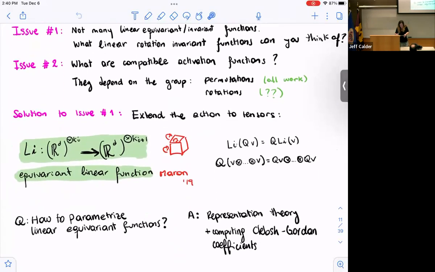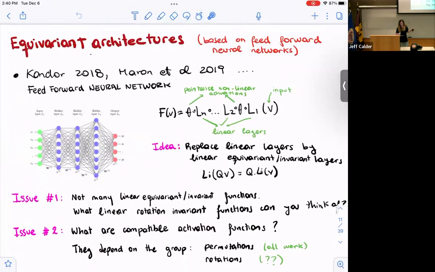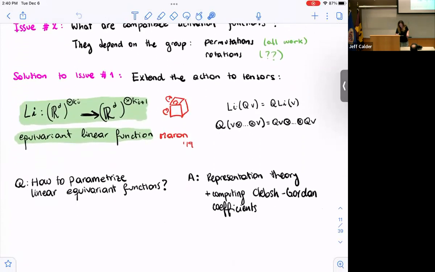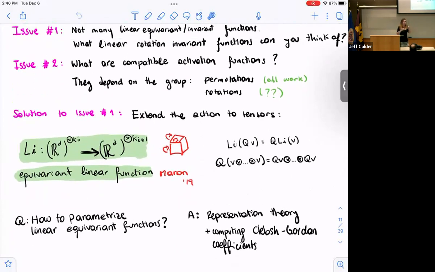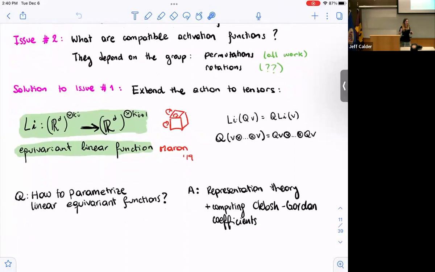So the solution that these people, Kondor and Maron, proposed, in particular to the first issue, which was that you don't have many linear equivariant functions, is to extend the action to tensors. So now instead of looking at functions that go from R^d to R^d, I'm looking at functions that go from the tensor of R^d with itself k times to the tensor of R^d with itself k' times.